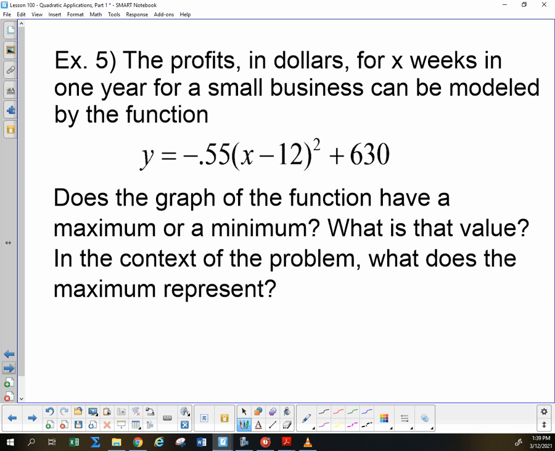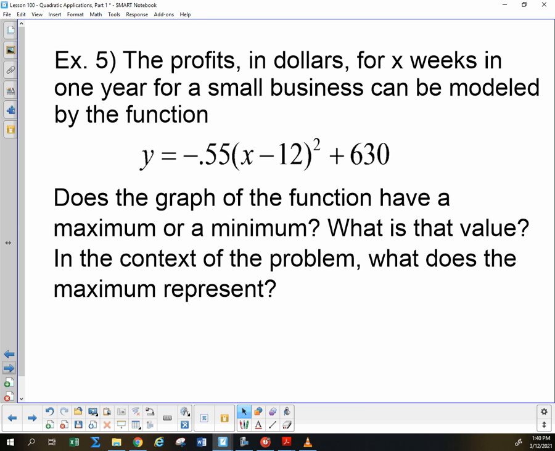So we want to know, well, what's going on with that? Does it have a maximum or a minimum? What is that value in the context of the problem? What does that maximum represent?